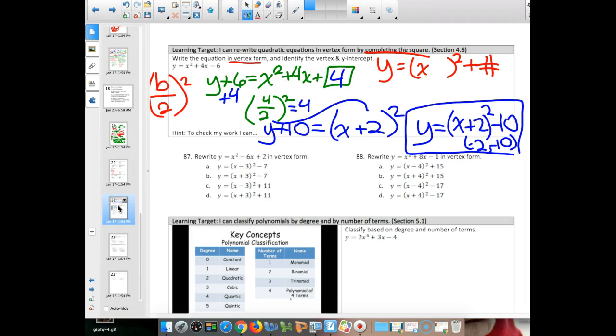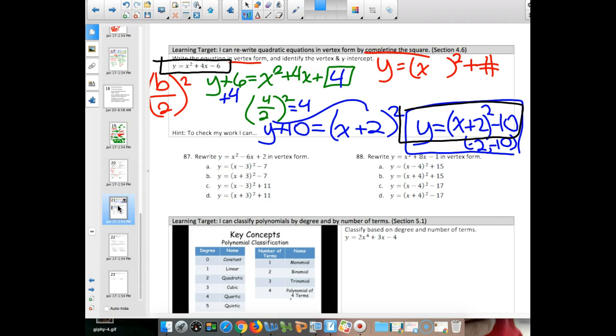Here's what I want everyone to do. I want you to take your calculator. We are going to graph this equation and this equation at the same time. If they are the same, it means you are correct. Okay, so we're going to go to our graphing calculators. Everyone's okay?